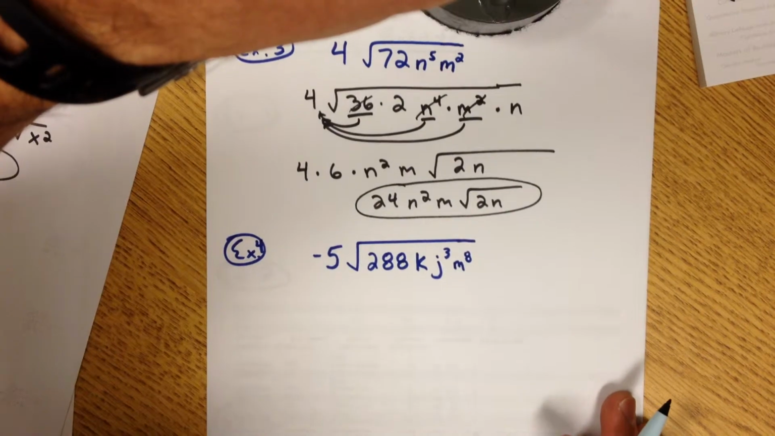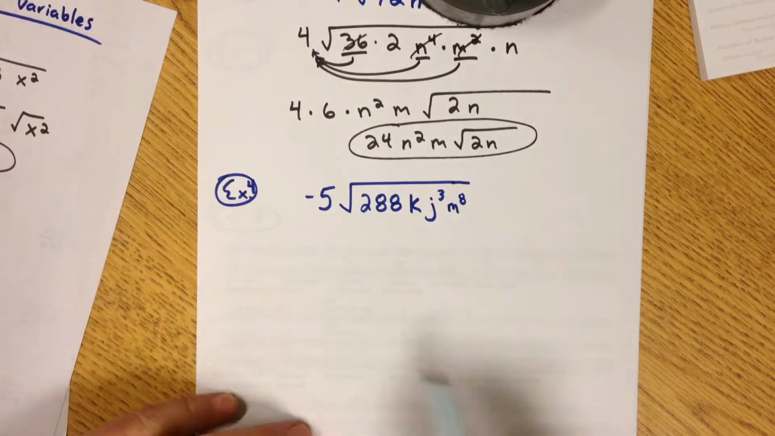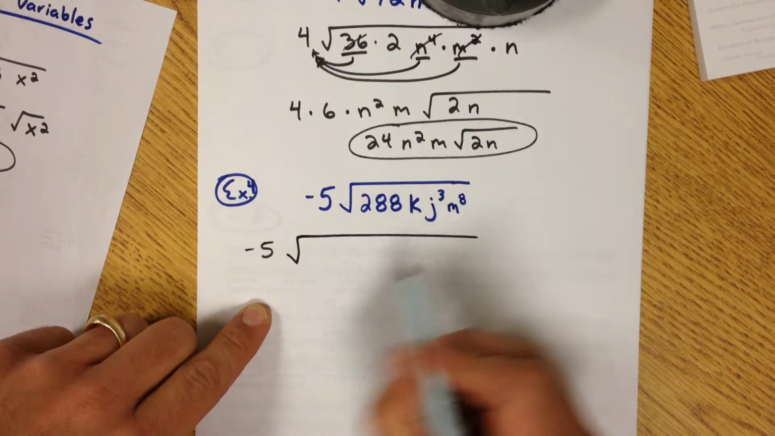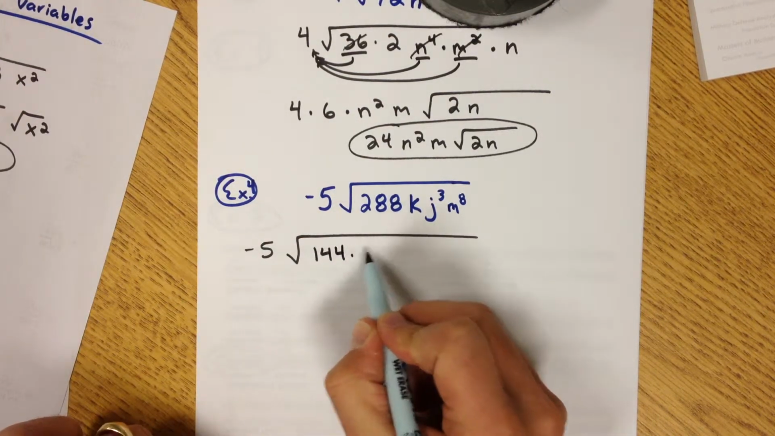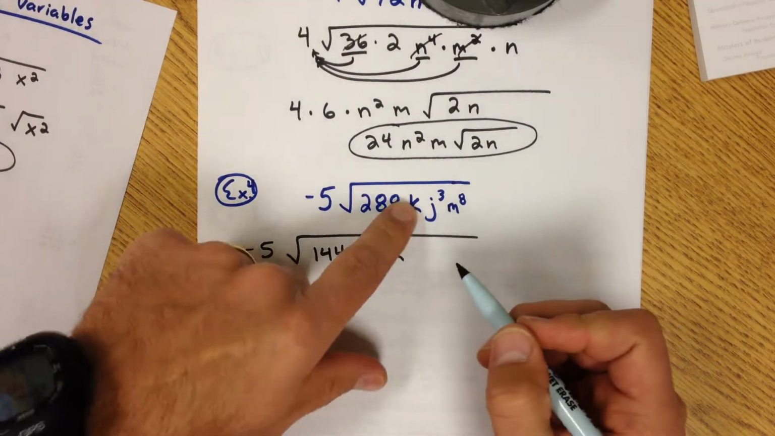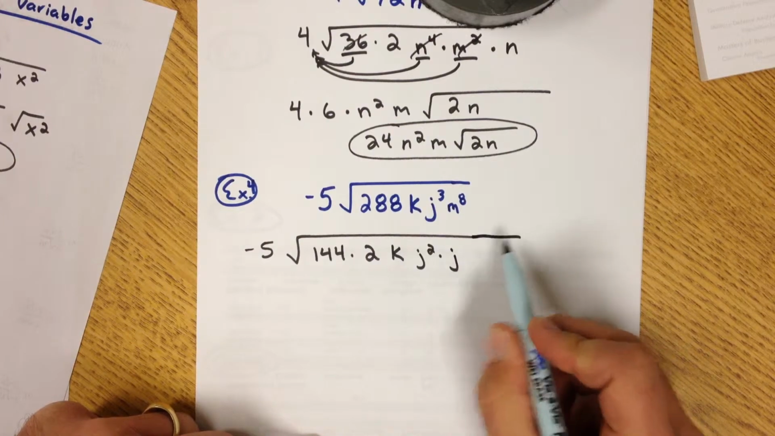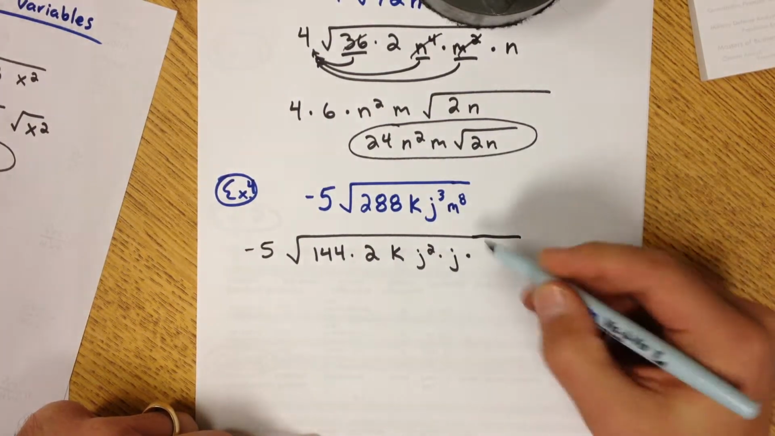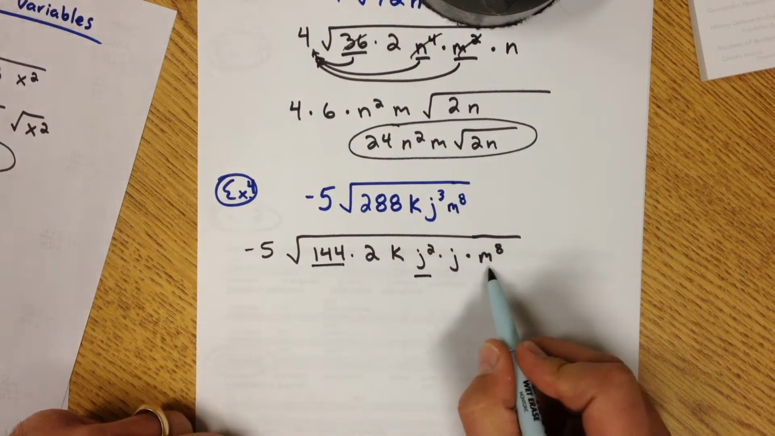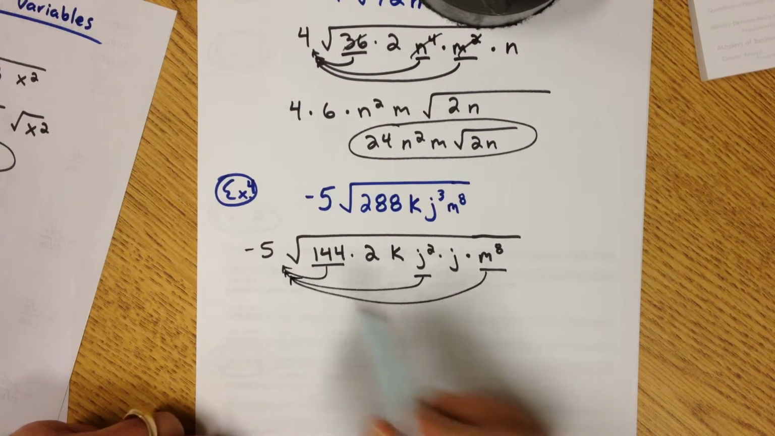All right, last one. Again, the -5 is just going to stay out front. It's waiting for something to join it. So I break this into 144 times 2. I know the square root of 144 is 12, so that works out nice. K is by itself. J to the third, I'm going to break that up into j squared times j. And then I know all even powers of variables are going to be perfect squares. So I have 1, 2, 3 perfect squares that are going to join the -5.